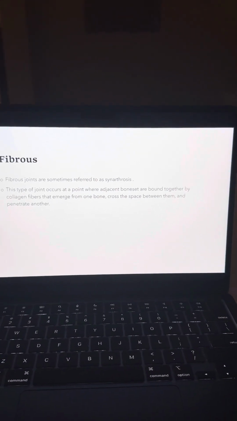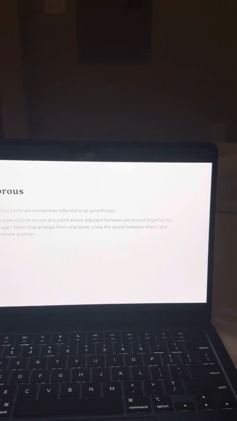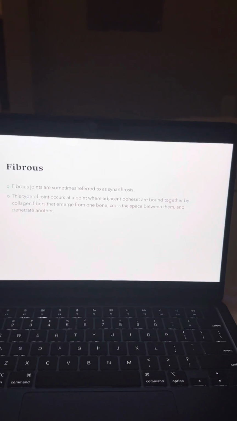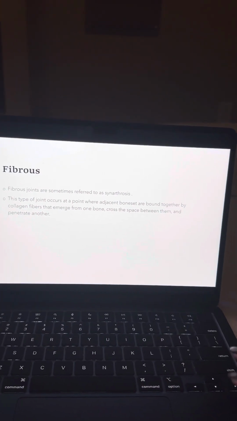So the next type of joint are the fibrous joints. These are sometimes referred to as synarthrosis. This type of joint occurs at a point where adjacent bones are bound together by collagen fibers. These collagen fibers emerge from one bone, they cross the space between them, and then they penetrate the other bone.